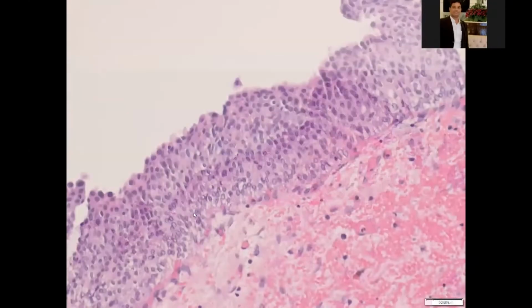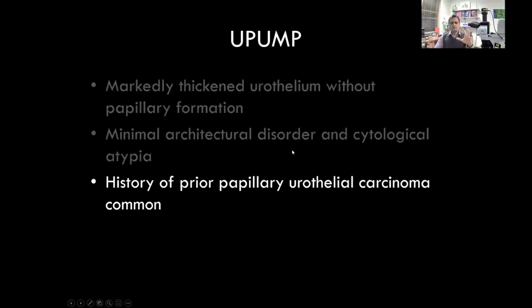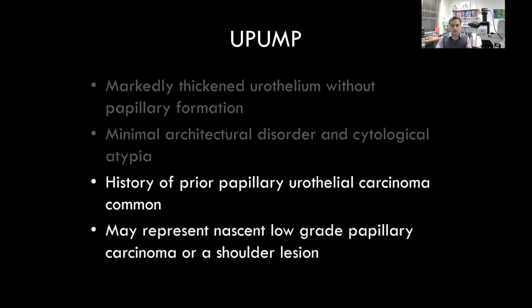Again, if you look at this in higher magnification, you see most of the features that you saw in the earlier example, right? So there's not much of an architectural disorder. The cytology appears quite bland, and then you don't have any mitotic or apoptotic figures. So that is the definition of UPOMP. And most of these cases, most of these patients actually have a history of prior papillary urothelial carcinoma, which is low grade. This history is very common.